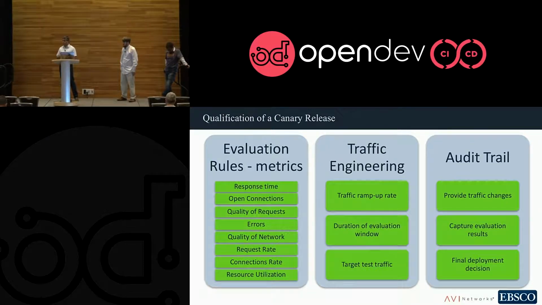And the last thing is Audit Trail. Audit Trail is very important because from an ops perspective, at any time there is a change in the traffic, there should be a record of it: how much traffic was changed, and what the evaluation results were at every round. If anything failed, then what exactly failed, so that it can be postmortemed. And finally, what was the outcome of the version that was being Canary deployed.